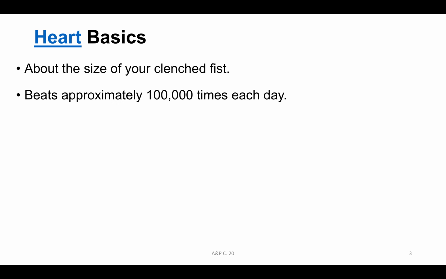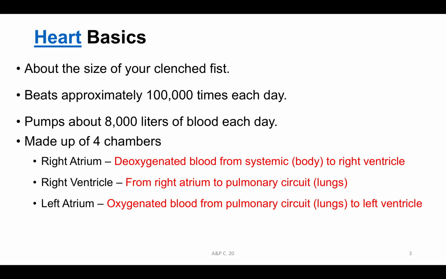So, focusing on your heart, it is about the size of your clenched fist. It beats about 100,000 times per day and pumps about 8,000 liters of blood each day. And it's made up of four chambers, our right and left atria, and then our right and left ventricles.